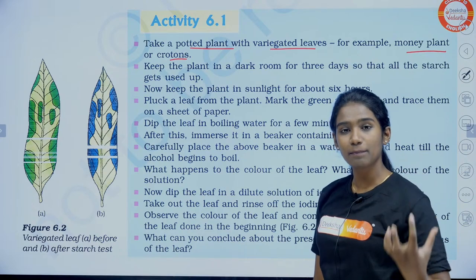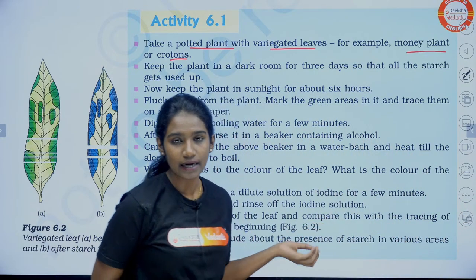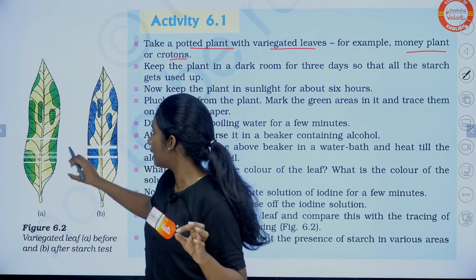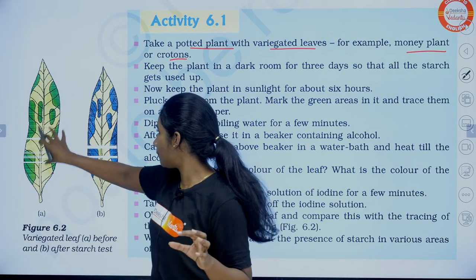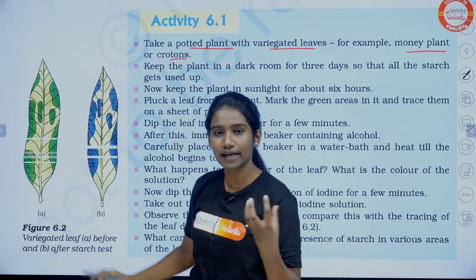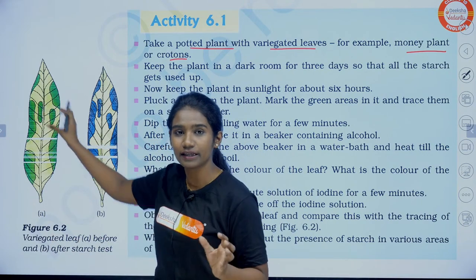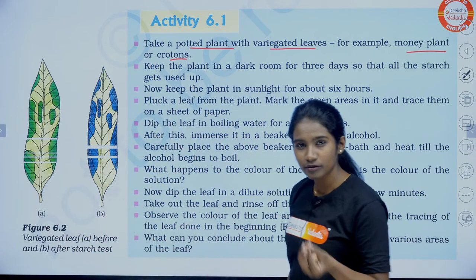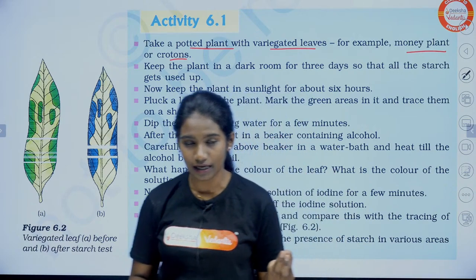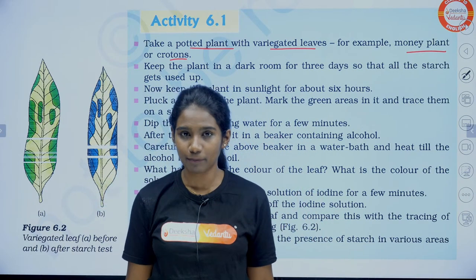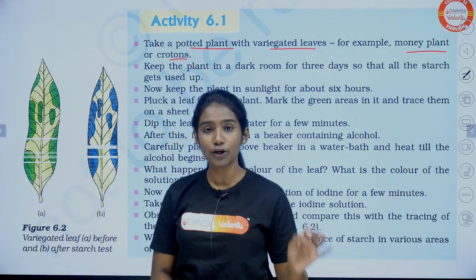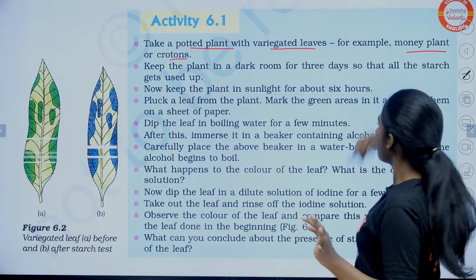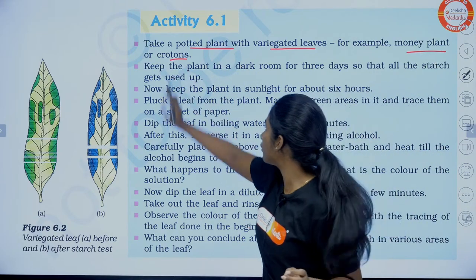So in case of money plant and croton, the leaf will not be fully green. Like you can see over here, in some places it will be patchy. The green color is present in patches here and there in that particular leaf. Which means wherever it is green in color, there the chlorophyll pigment will be present. In the colorless region, the chlorophyll pigment will not be present, in plants like money plant and crotons.